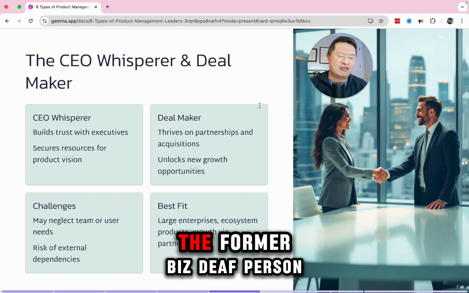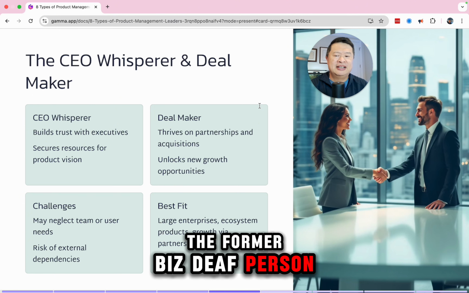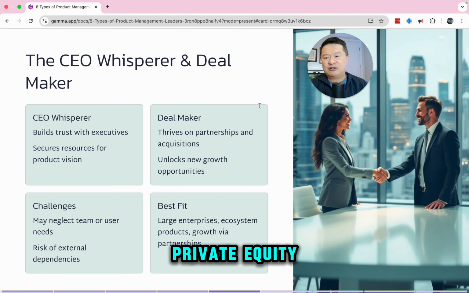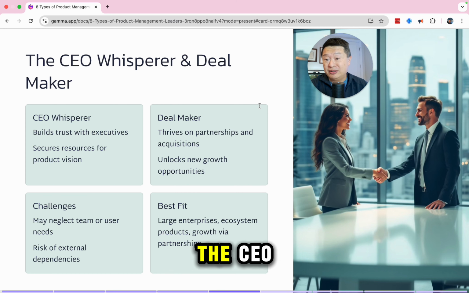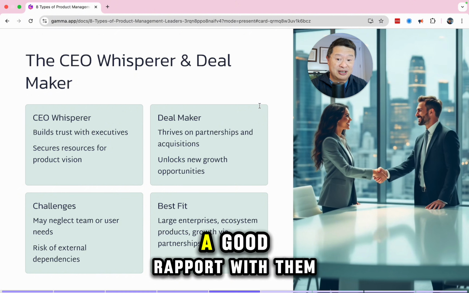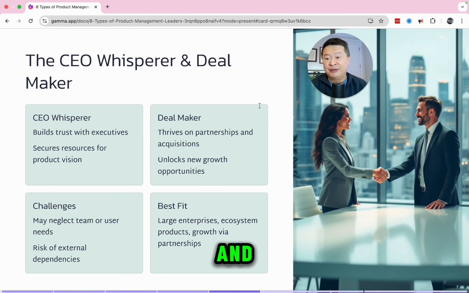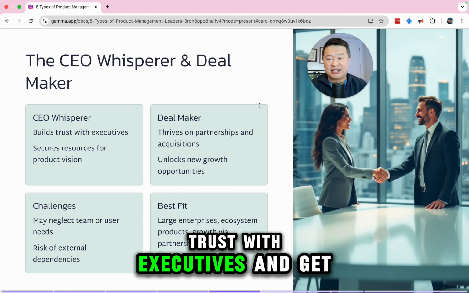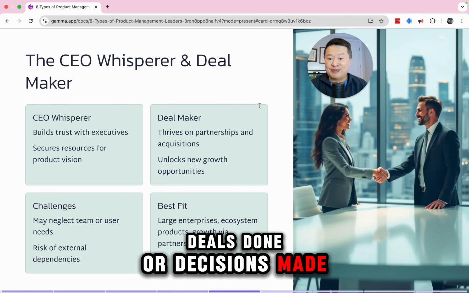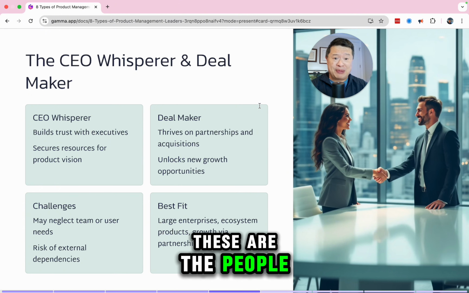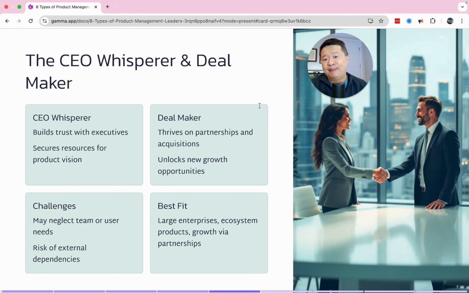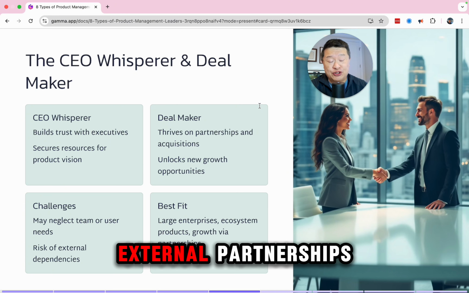These might be like the former biz dev person. They could come from private equity. This is not a skill, but they may know the CEO and have developed a good rapport with them, and they're able to build trust with executives and get deals done or decisions made. They can build external partnerships. These are the guys and gals that are also great at building external partnerships.